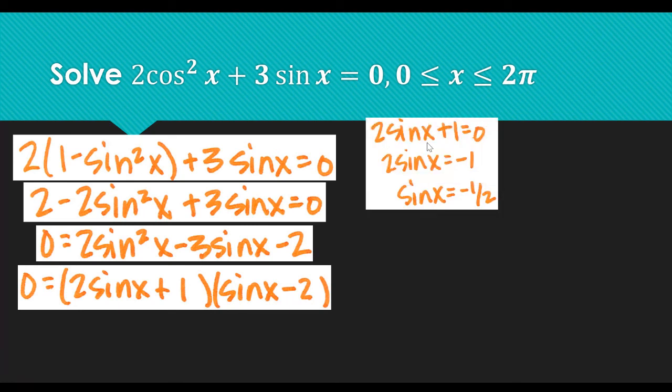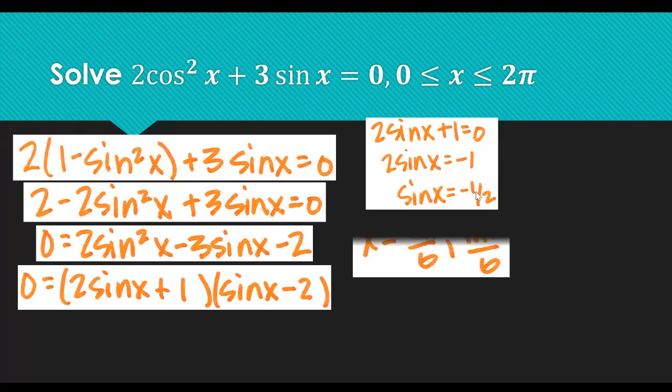So when 2 sine of x plus 1 equals 0, subtract your 1, divide by 2, sine of x equals negative 1/2. Find where on your unit circle do you have sines, y values of negative 1/2. There are 2 of those at 7 pi over 6 and 11 pi over 6.